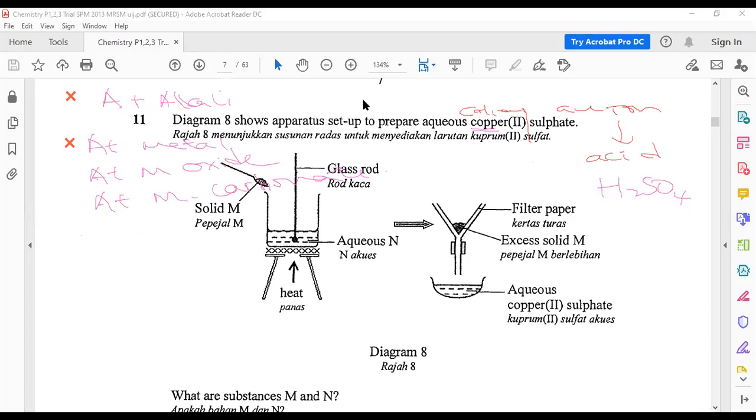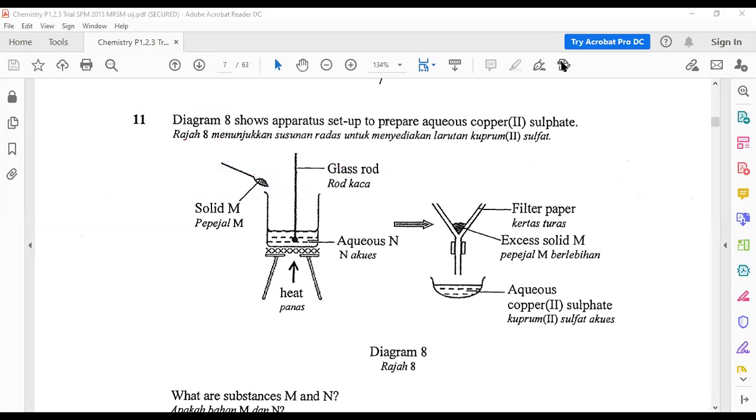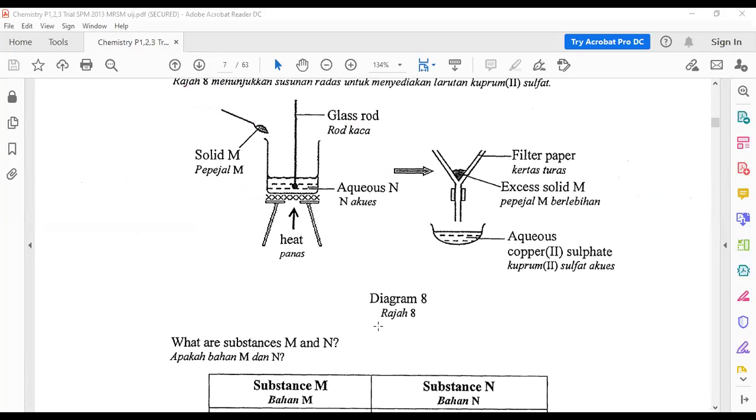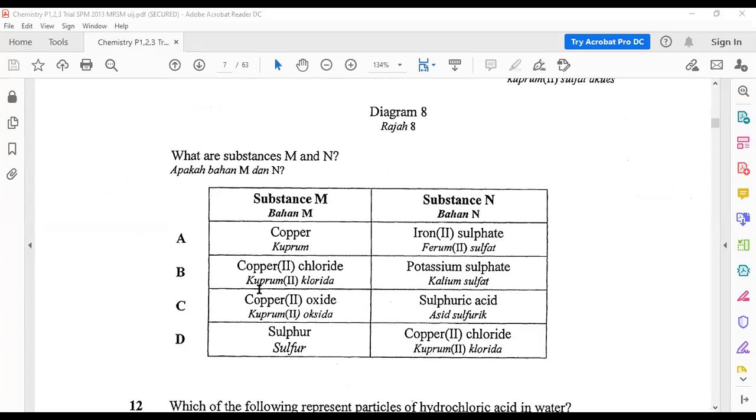Now, the second one, acid and metal, cannot be used as well. Why? Because copper is less reactive. For acid and metal oxide, and acid and metal carbonate, we can use them. Therefore, your answer will be which one? Look at our options. M can be copper(II) oxide and N will be the acid, sulfuric acid. That's why your answer is C.